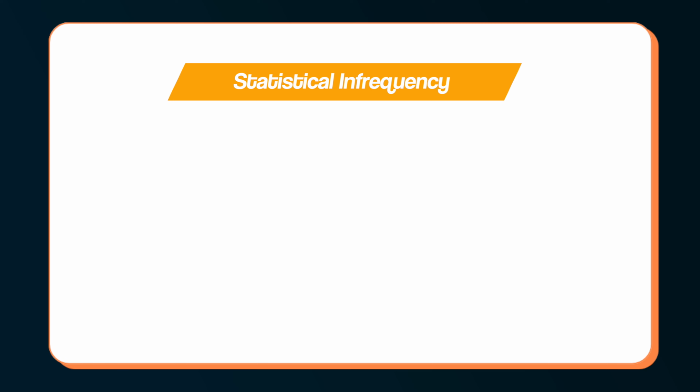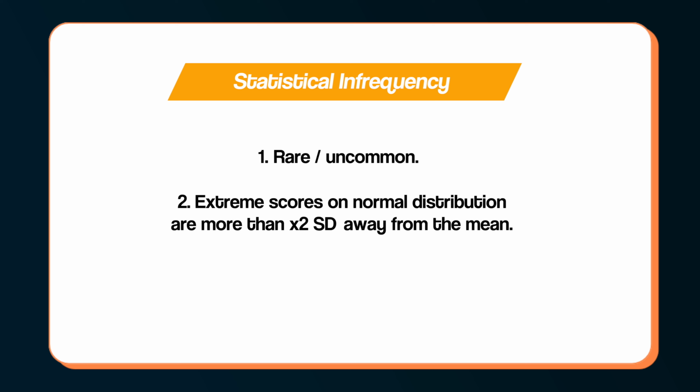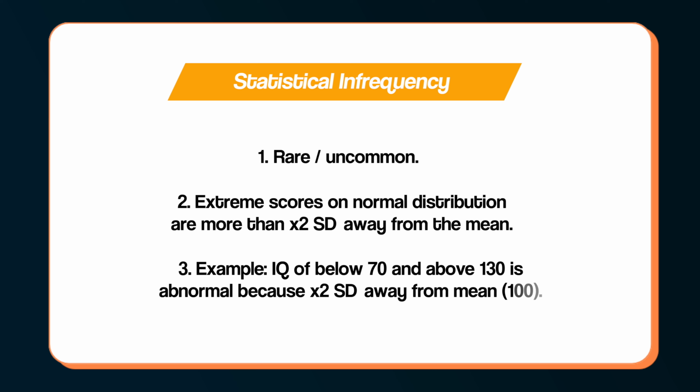For statistical infrequency, you could write about 1, how it's rare and uncommon. 2, extreme scores on a normal distribution curve are more than 2 standard deviations away from the mean. And 3, an example. And if you're going to use an example, make sure it explicitly and clearly illustrates the definition. So for example, you could use IQ and how scores below 70 or above 130 will be considered abnormal because they are more than 2 standard deviations away from the mean.